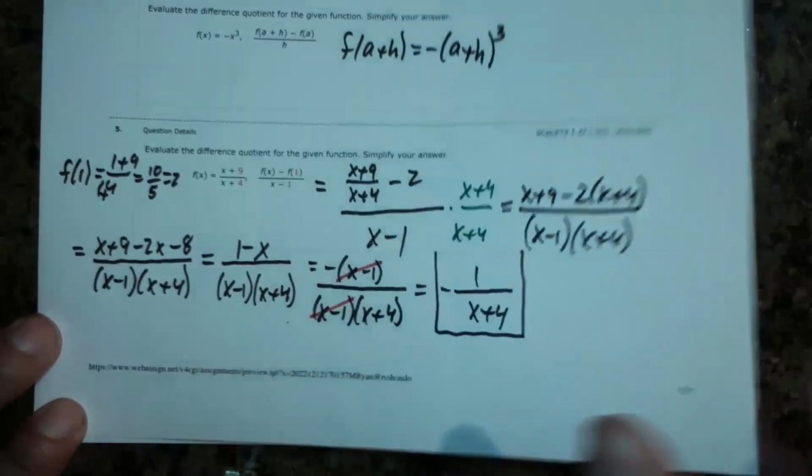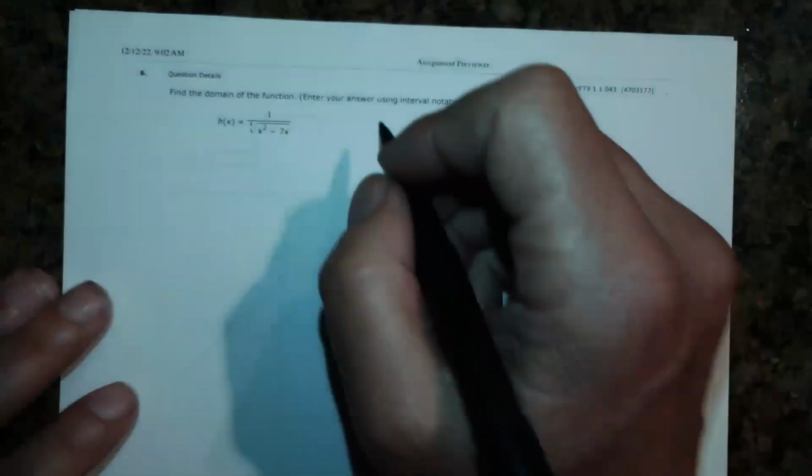All right, so that was number 5. Here we have number 6. We're looking for the domain of h of x equals 1 over the 4th root of x squared minus 7x. Well, we need x squared minus 7x to be positive, and we can't even equal 0 because then we'll be dividing by 0.